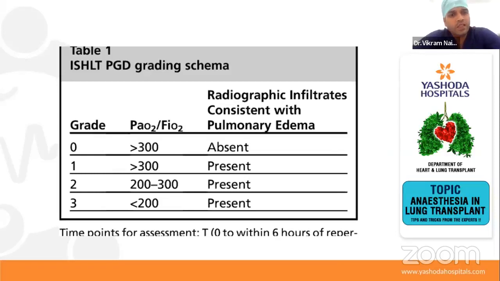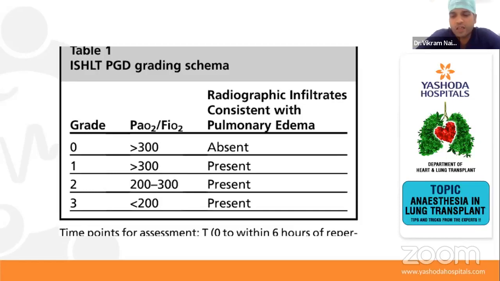ISHLD grades the PGD as grade 0, 1, 2, and 3. Grade 0 is a PaO2 to FiO2 ratio of more than 300, and grade 1 is with the presence of pulmonary edema. Maybe we can't get an X-ray done at this point, but we can see some frothing out through the endotracheal tube. If the PaO2 to FiO2 ratio is around 200 to 300 with pulmonary edema, it's graded as grade 2. And severe PGD is when the PaO2 to FiO2 ratio is less than 200 with presence of pulmonary edema.